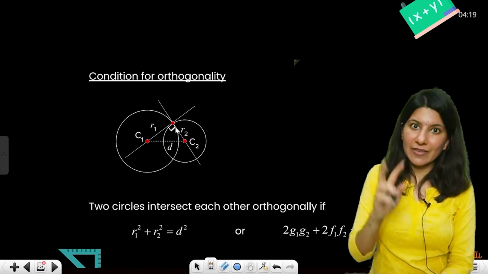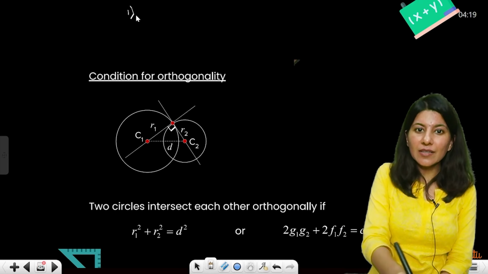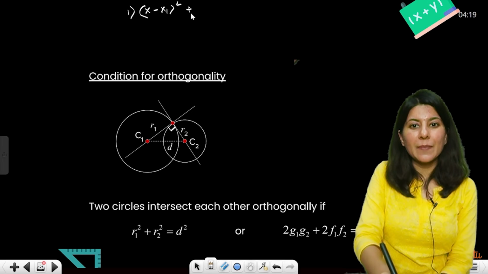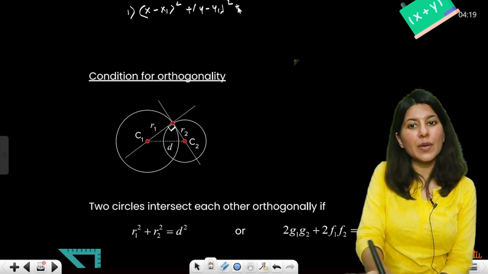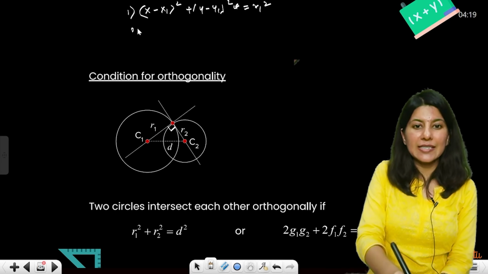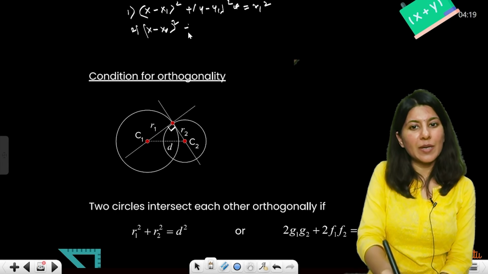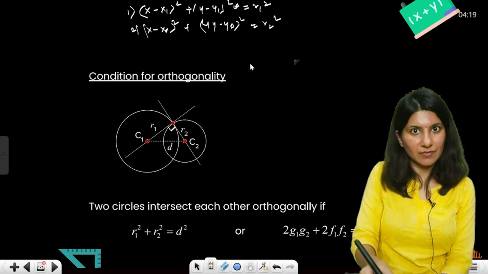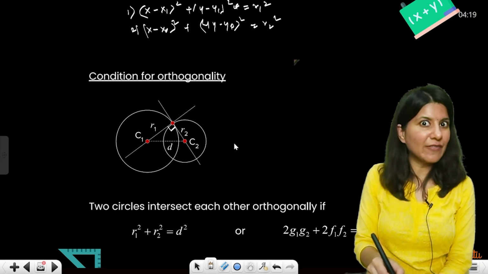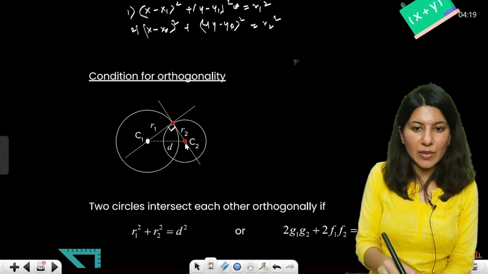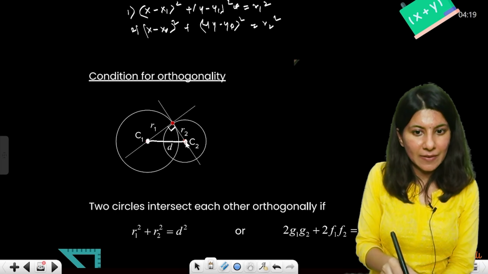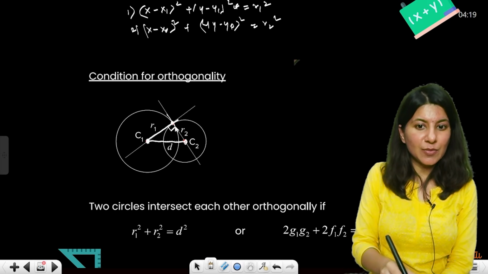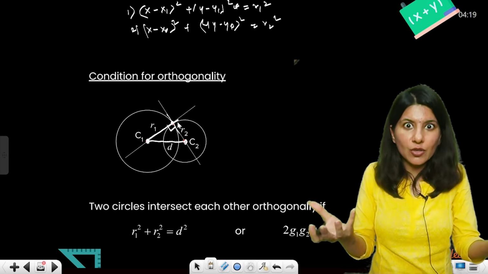Now there will be two types. First, when the circles are given in this form, x minus x1 whole square plus y minus y1 whole square equals r1 square. Second will be x minus x naught whole square plus y minus y naught whole square equals r2 square. If this format is given, then have a look at this diagram. This is your center number 1, center number 2. Join these two centers. Now, this is the point of intersection. Tangent number 1 you can see, tangent number 2 you can see, and obviously for orthogonality, the lines should be perpendicular.